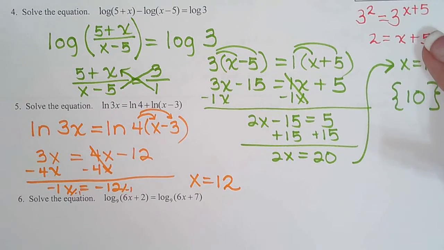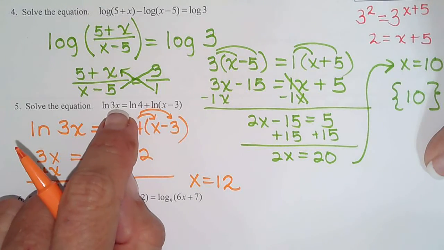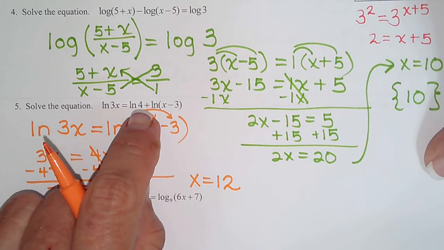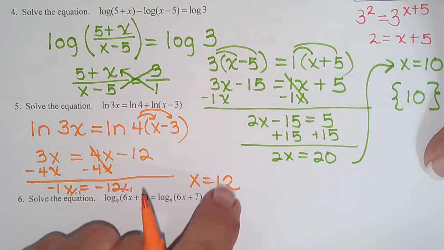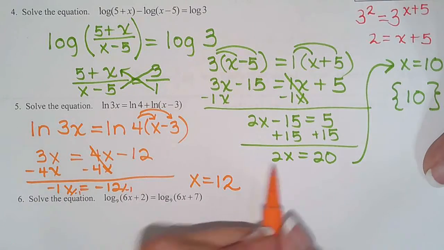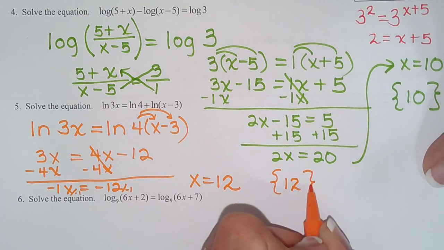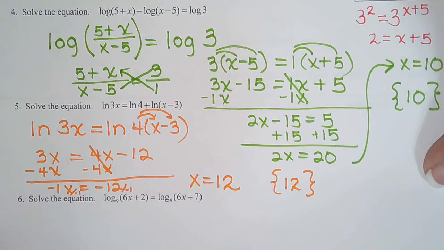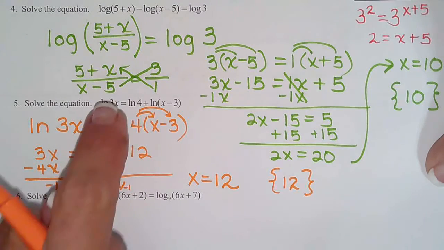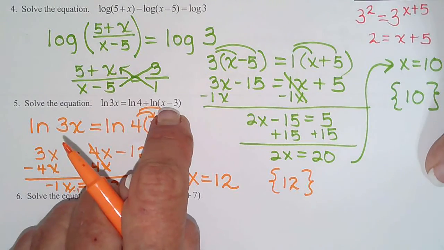So now we have to go into the original and make sure it makes all my arguments positive. So put 12 in. 3 times 12 is 36. That's a positive number. This doesn't have an x, so I don't need to plug it in. This one does. 12 minus 3 is 9. Yep, that's a positive number. So now I can go, yay! My solution is 12. Because it made this argument positive, it made it 36, and it made this one positive because it made it 9.